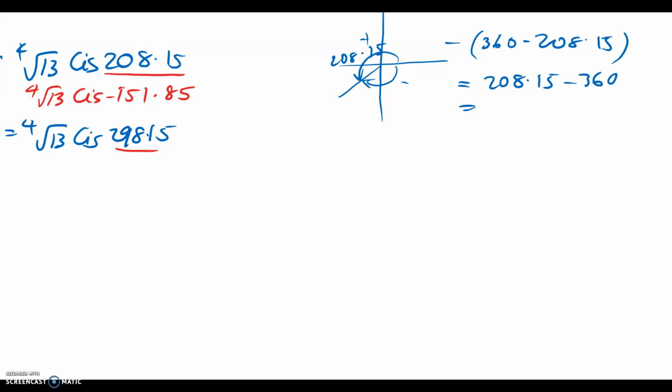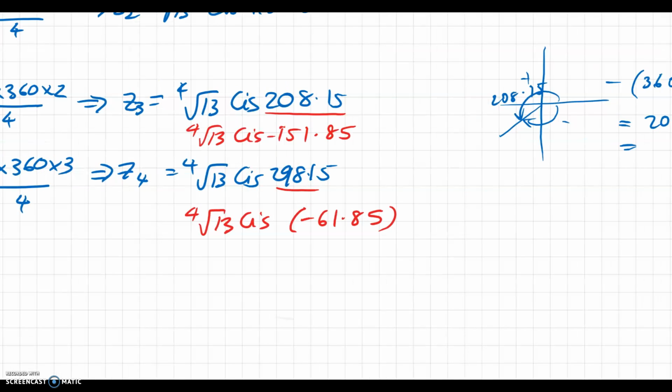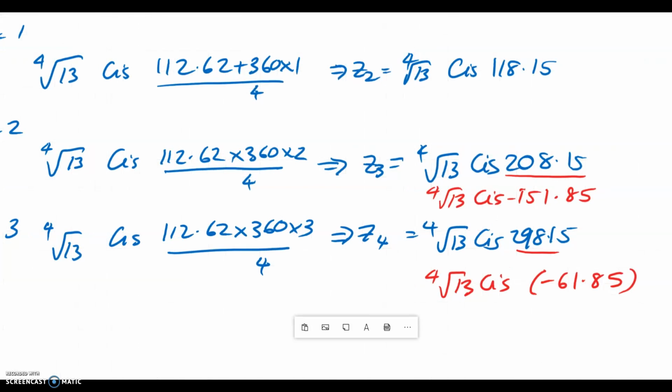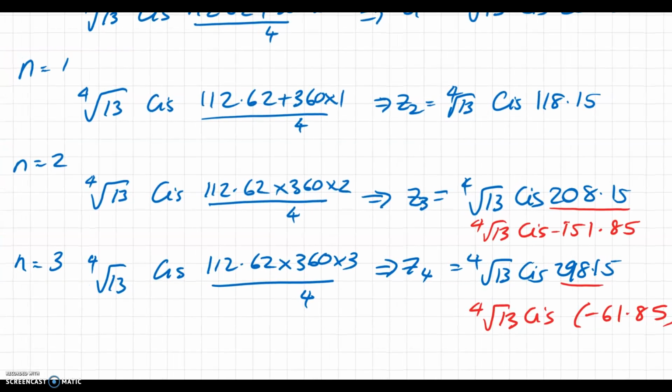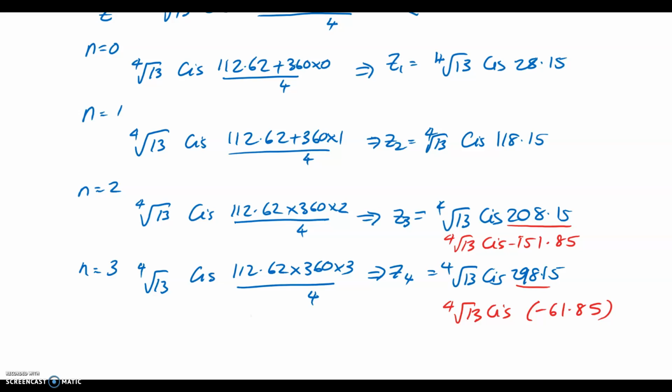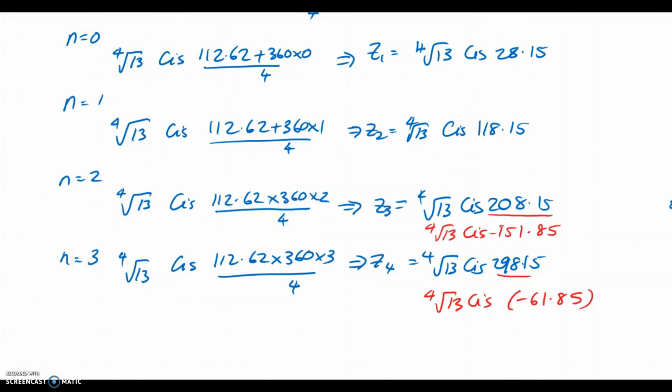Similarly, I'm just going to go straight away 298.15 take away 360. And there we have it. So I've got my roots in principal argument form as well. So I've got all my 4 roots, Z1, Z2, Z3, and Z4.